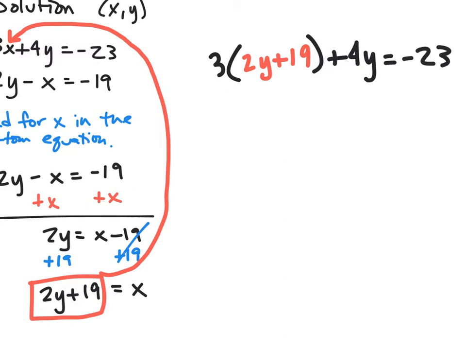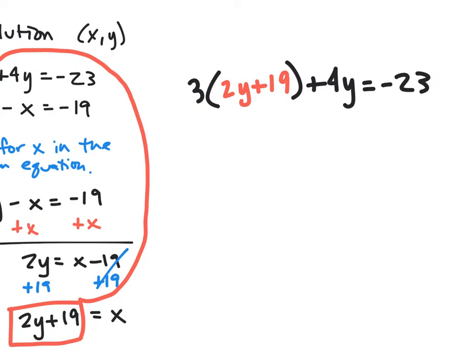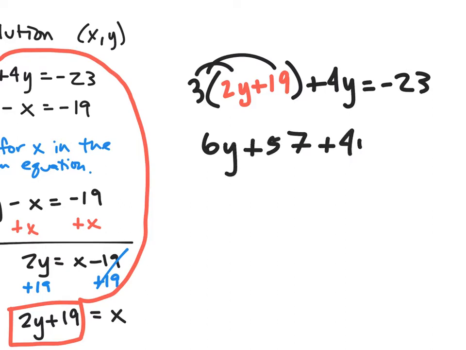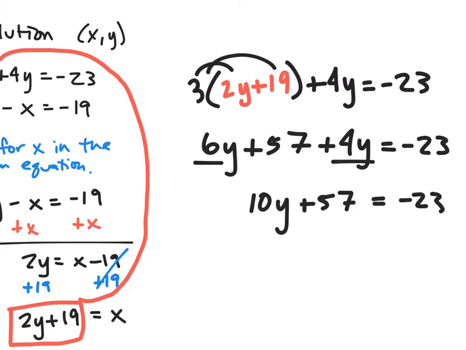Give it a shot. This is that mental math or paper math, whatever you want to use, to be able to do this, okay? And so if I distribute my 3, 6y plus 57 plus 4y equals negative 23. Combine your like terms. 6y and 4y gives you 10y plus 57 equals negative 23. Subtract 57 from both sides.